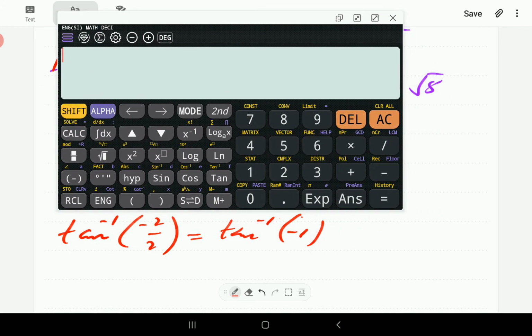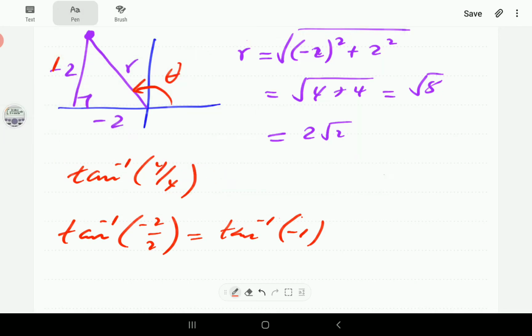I'm going to be working in degrees, then we'll later transform to radians. So inverse tangent there, then -1. Okay, so this gives us -45. Now clearly we've got an angle in the second quadrant. Those angles are between 90 and 180, so that cannot be correct.